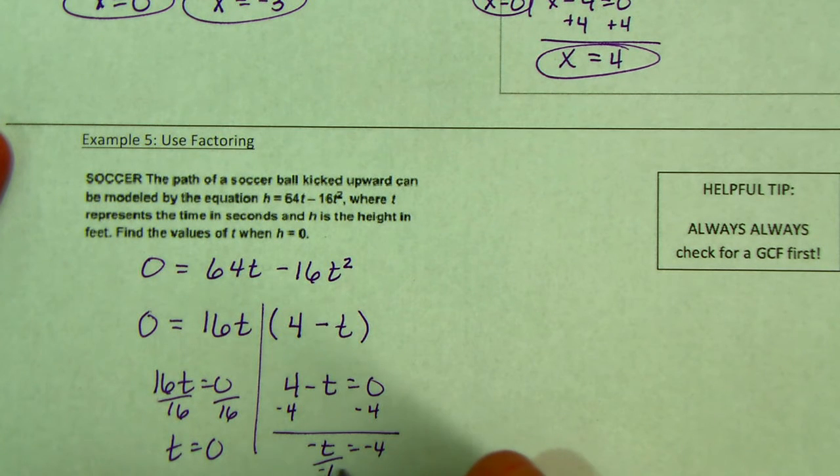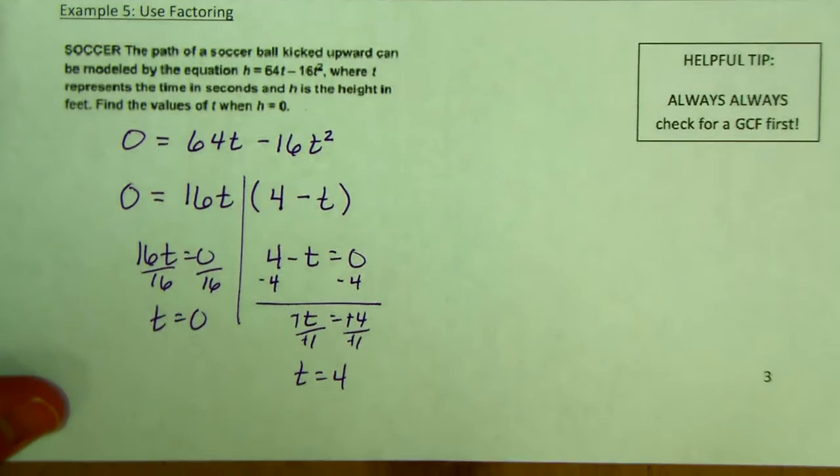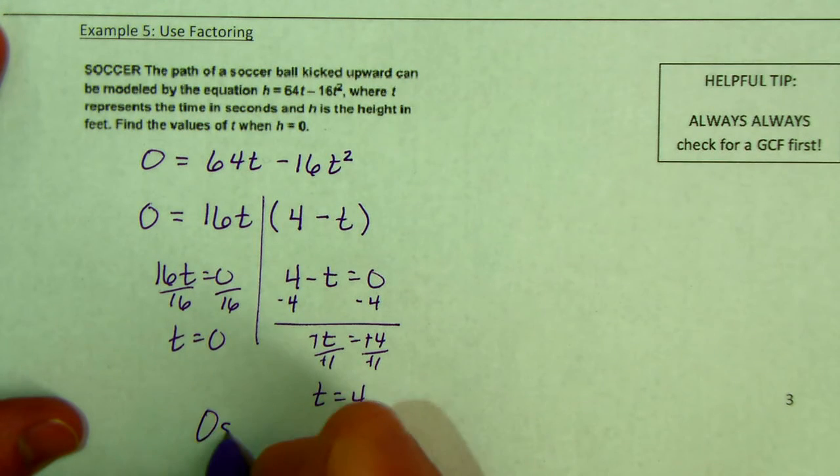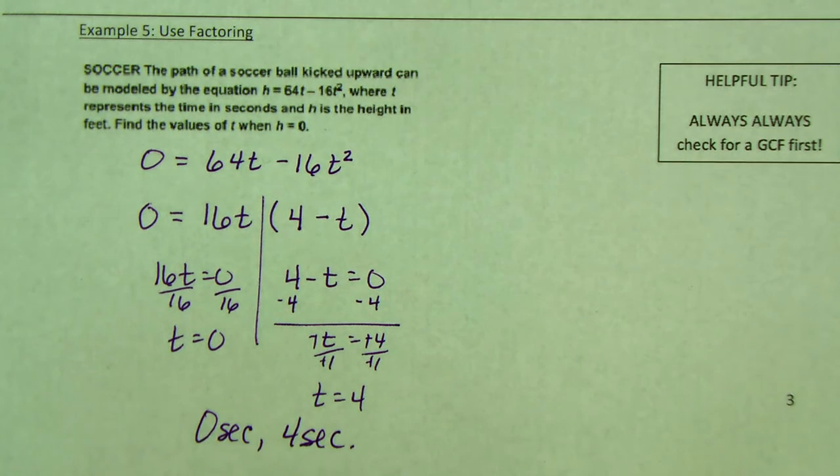This is time. 0 seconds and 4 seconds. Now, if we think about that, we're talking about a soccer ball being kicked upward and then it goes up and eventually it comes down. So when will the height be at 0? When will it be on the ground? Well, at the beginning and at the end, twice. 0 seconds and 4 seconds.